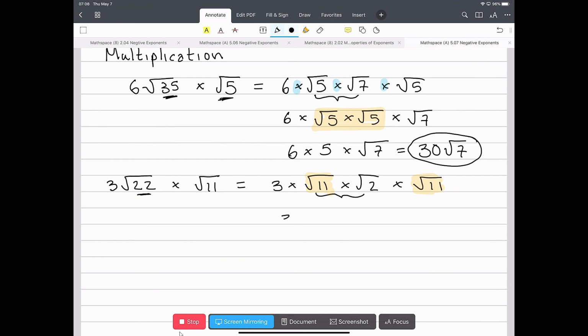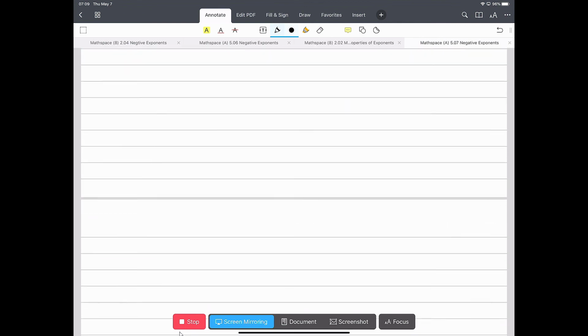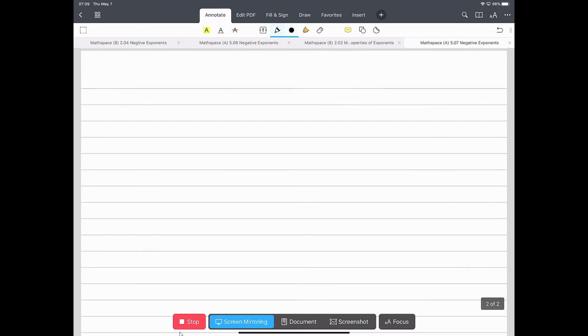So I'm going to reorder this as 3 times 11, because the square root of 11 multiplied by the square root of 11 is 11, multiplied by the square root of 2, which equals 33 square roots of 2. And that's multiplication. Not too hard. We'll go on to division next.